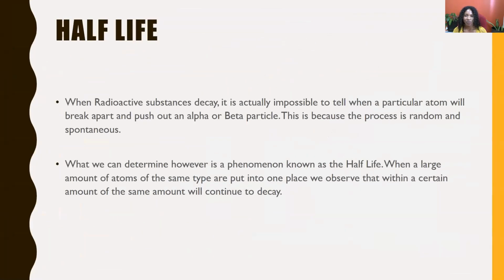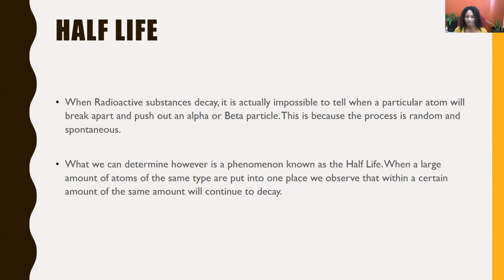Now, the last thing that we'll be looking at today is half-life. When a radioactive substance decays, it is actually impossible to tell when a particular atom will break apart and push out a beta or an alpha particle. Now, the reason for this is because it is a random and spontaneous process. Remember, we said that external elements cannot affect radioactive decay. But what we can determine, however, is a phenomenon known as half-life.